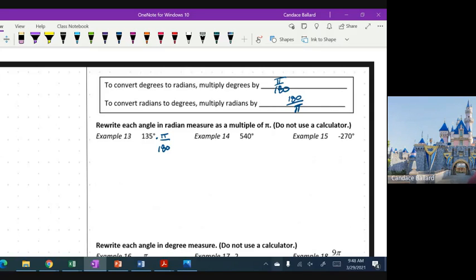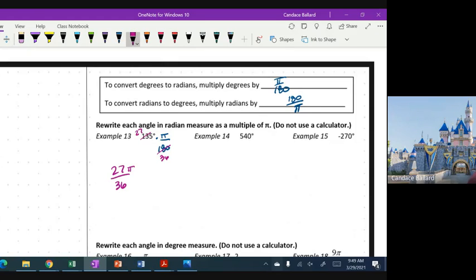I haven't heard from you all in a while, so what number can I divide both 135 and 180 by? Can you help me out with that? I want to make sure you're still paying attention. And that's an easy one, right? Awesome, perfect. Okay, so we're going to divide by 5. When I divide 135 by 5, I think I get 27. And 180, I get 36. So that means I have 27 pi over 36.